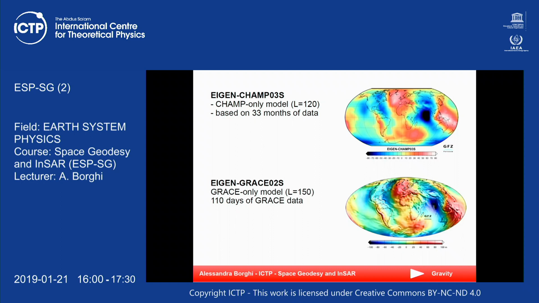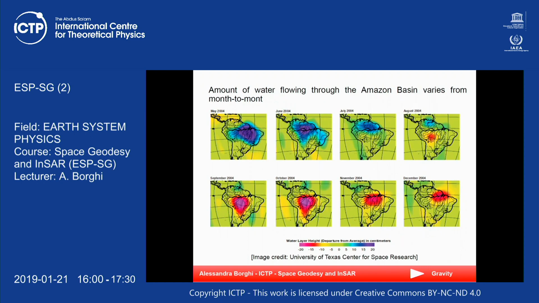You can see, this is based on 33 months of data, so more than the 110 days. I really remember this difference. So okay, we have a good resolution of the static gravity field.